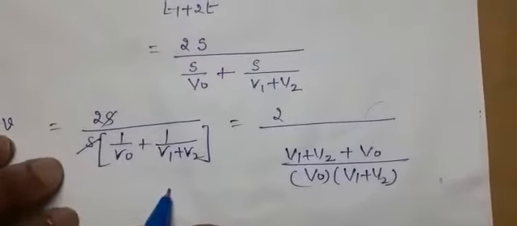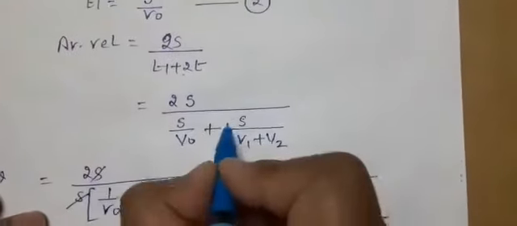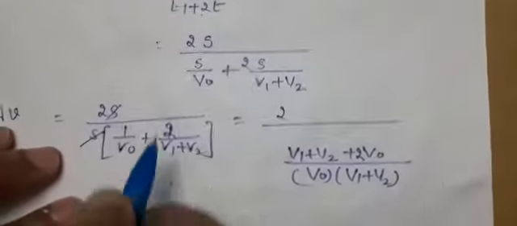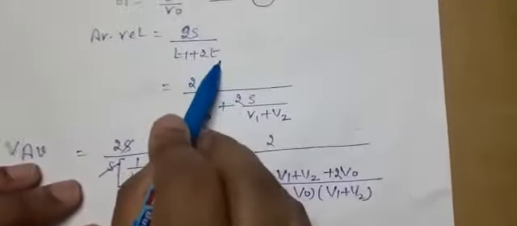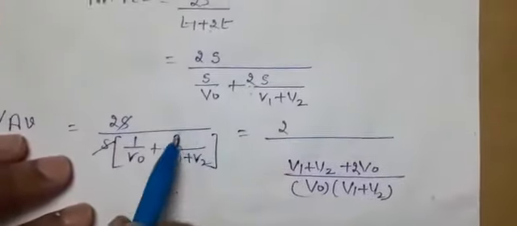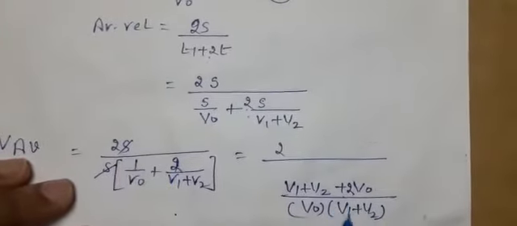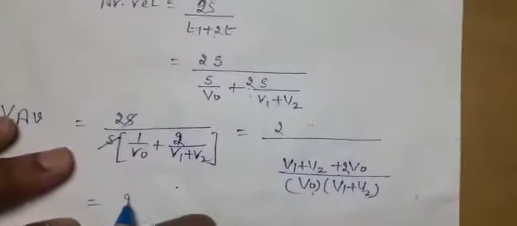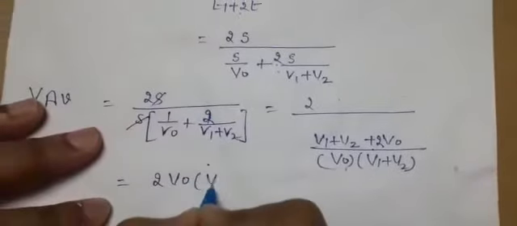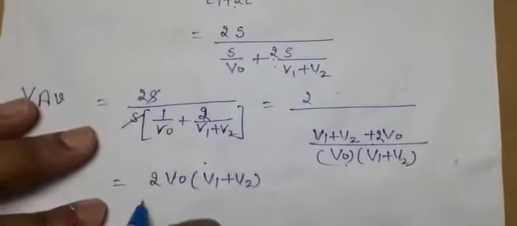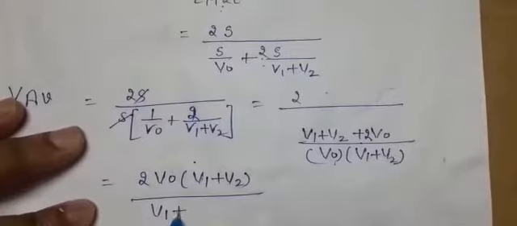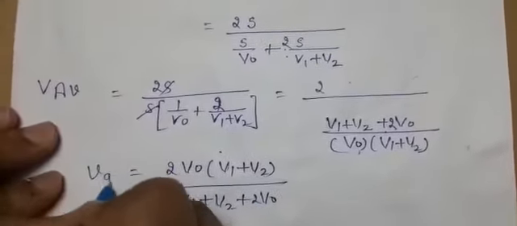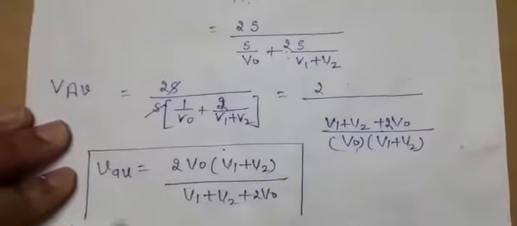Here one thing I have missed, yes, this time is 2t, so 2 should be multiplied everywhere. Yes, this is a step, because here time is 2t, so 2 will be the multiplier here. So now almost everything we have done. So this will come in the numerator, 2 v0 (v1 plus v2), upon v1 plus v2 plus 2v0. So this is the average velocity.